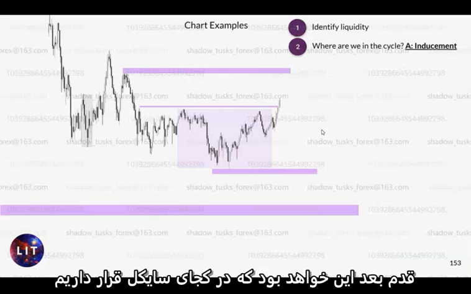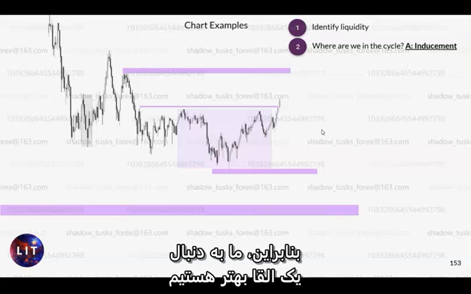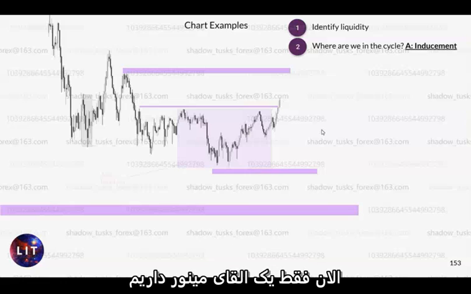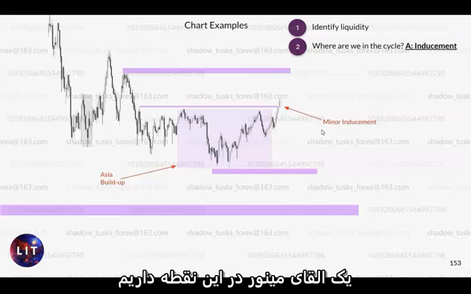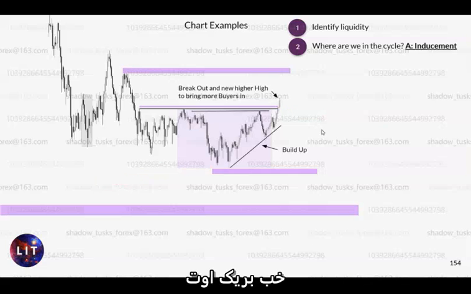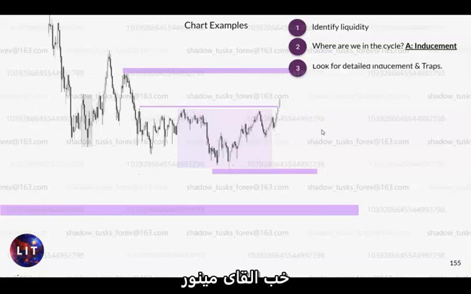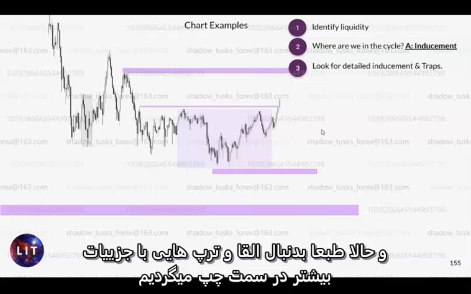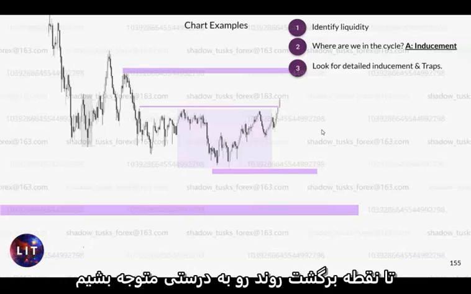The next step is where we are in the cycle. So of course we look for a better inducement. Now we're having only a minor inducement, right? So we're seeing we're having Asia build-up, and a minor inducement at this point. So breakout, new high, just the internal stuff as we showed like 10 million times at this point, right? Same stuff. So minor inducement. And now, of course, we look for a detailed inducement and traps to the left, right? So now we need to include the structure to the left a little bit more in order to actually find the reversal point properly.